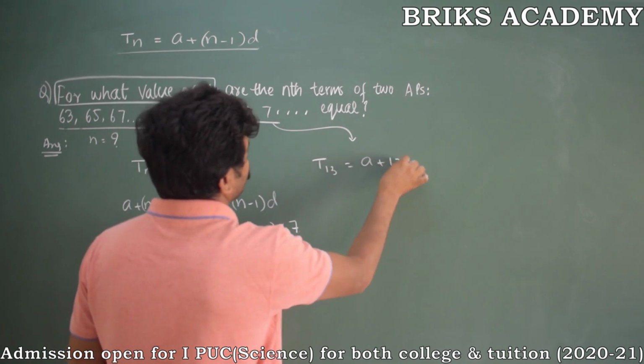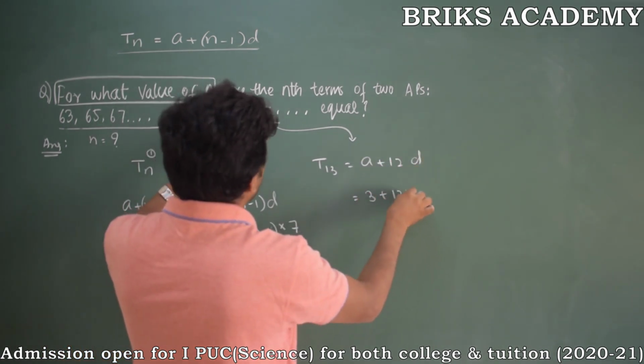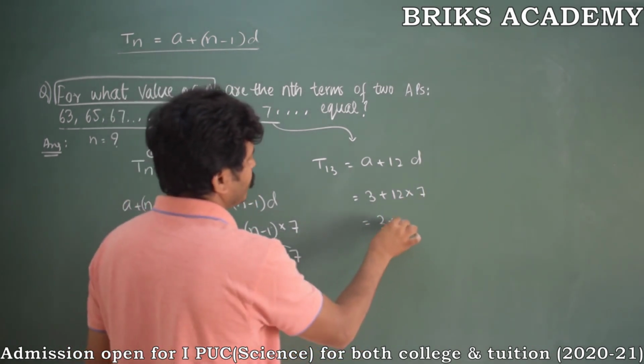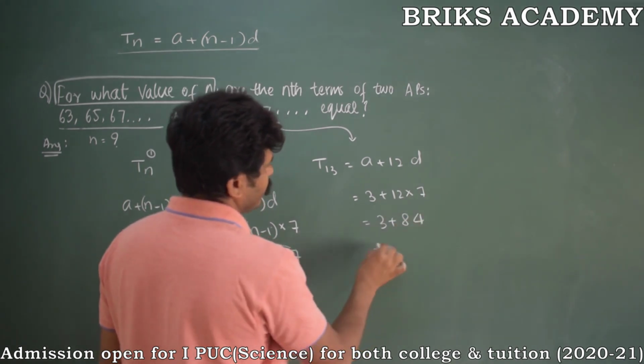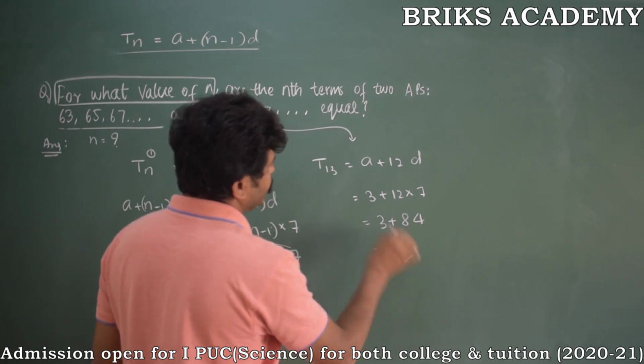A plus 12d. What is A? 3 plus 12 into, what is d? It is 7. That is 3 plus 12 sevens, which are 84. 84 plus 3 is 87. That term is 87.